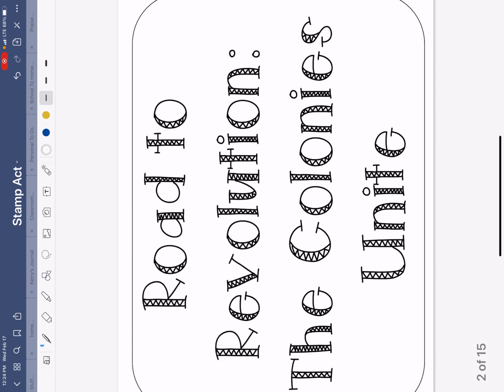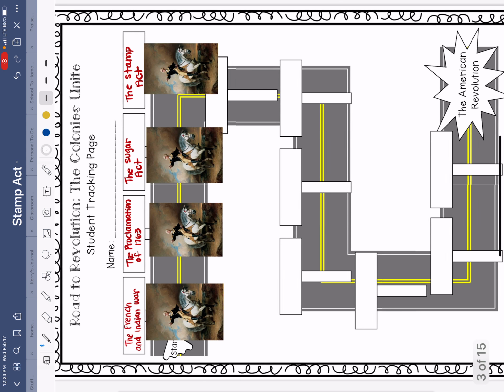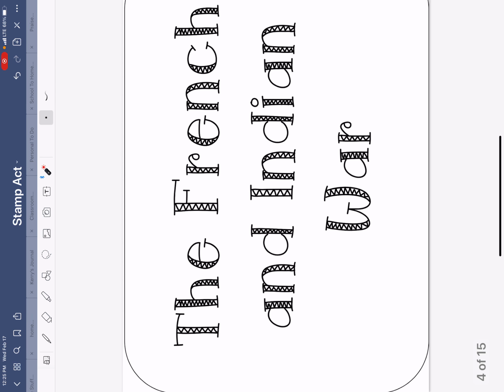The road to the Revolution. The colonies unite. All right, so we started out earlier in the week with the French and Indian War, the Proclamation of 1763, the Sugar Act, and today we are at the Stamp Act. Let's review with the French and Indian War.